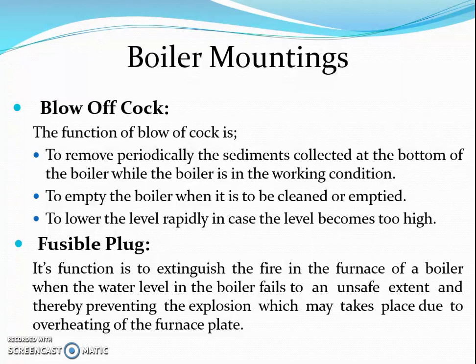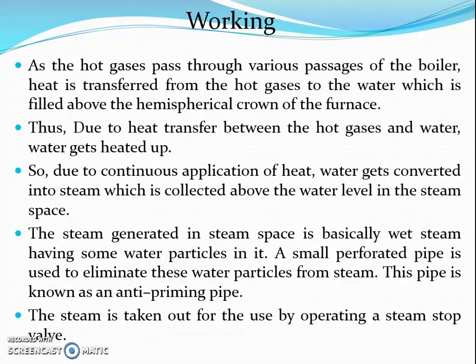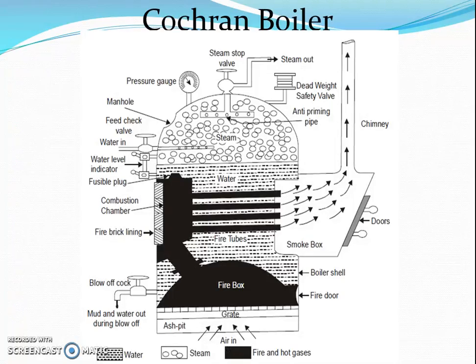So it is one of the important boiler mountings. Once the water level indicator has indicated that there is a low level within the boiler, we need to take preventive action, and that preventive action is taken care of by the fusible plug, which extinguishes the fire. So these three mountings we will again see in the construction part of the Cochran boiler.